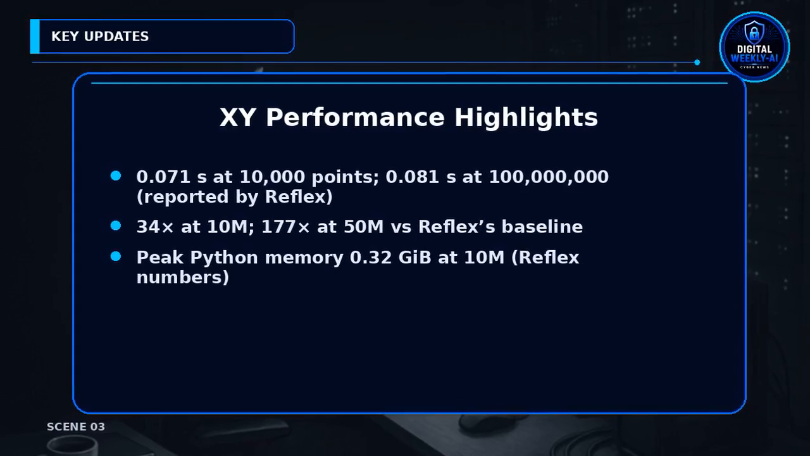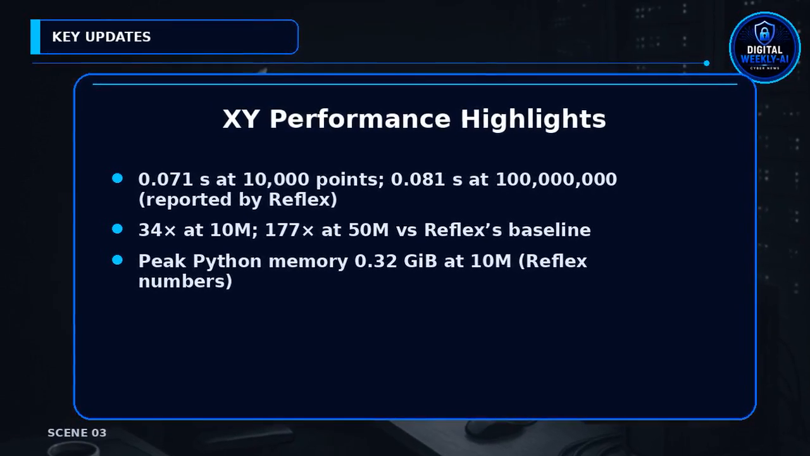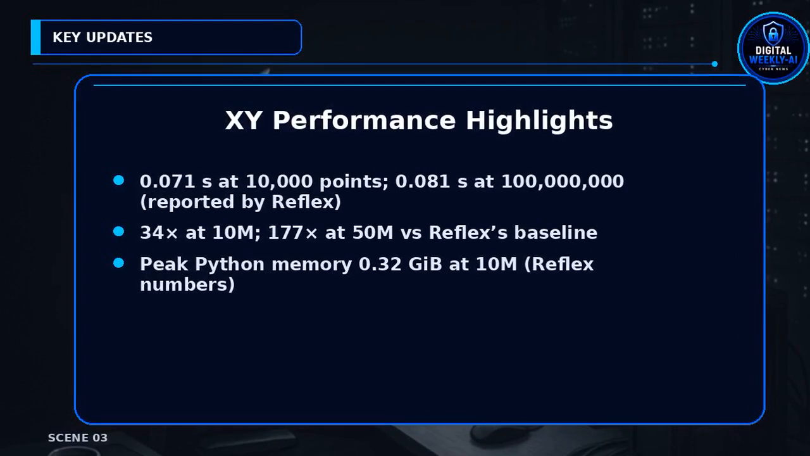Reflex publishes benchmark numbers and its measurement method. On an Apple M5 Pro, XY reports 0.071 seconds at 10,000 points and 0.081 seconds at 100 million points for a stability check across 10-byte identical frames. They report a 34 times speedup at 10 million rows and 177 times at 50 million versus their chosen baseline.